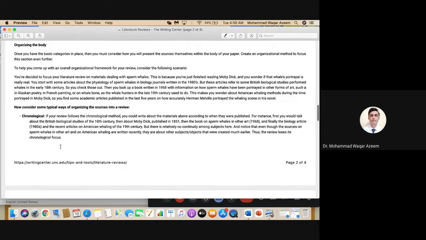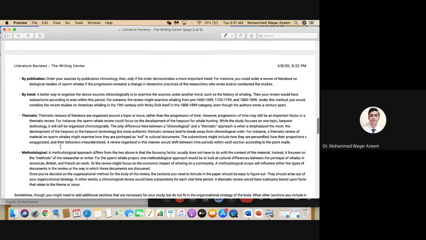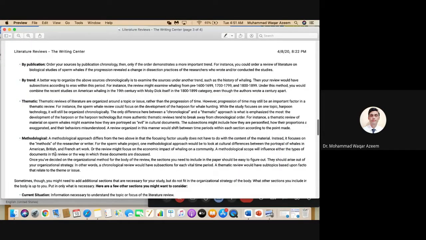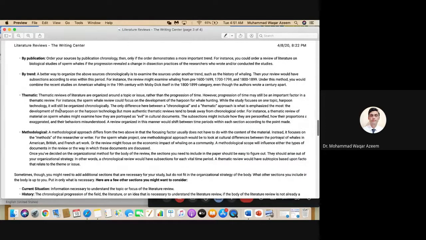First, let's talk about the order of your resources. If you have five resources in your paper, I recommend you review those resources in chronological order. So the article which has been published earlier should come first, and an article which has been published later should come later. So you need to look for the dates of their publication. These are all ways of organizing, but I just suggested that you should arrange them in chronological order. All others are relevant, but for this paper, you should use chronological order.